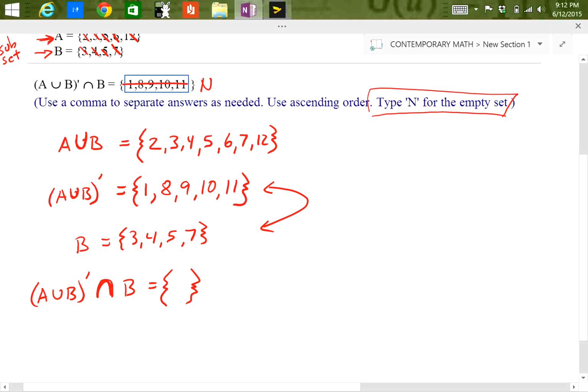Now noticing what you had done, 1, 8, 9, 10, 11, you correctly inputted the A union B not. But then for that last step, the intersection with B, it's what do those two have in common? They have nothing in common. So the correct answer again would be N, which represents the empty set.